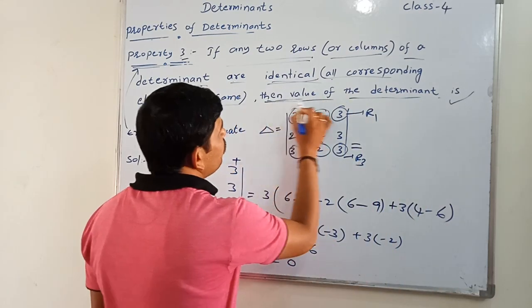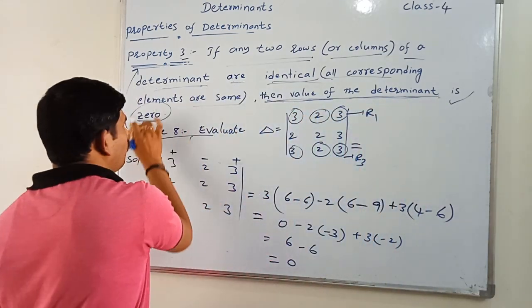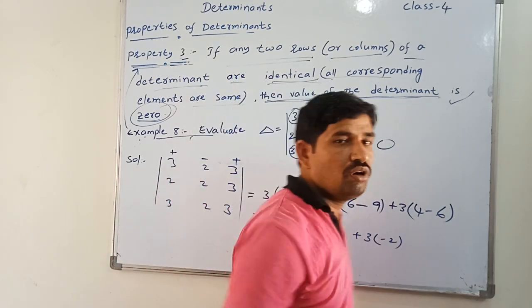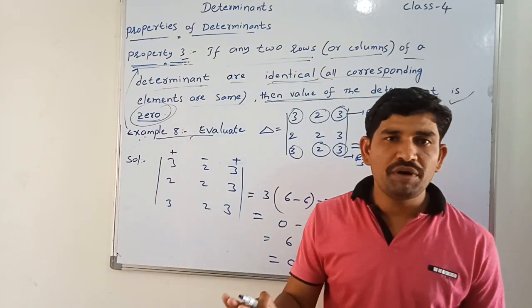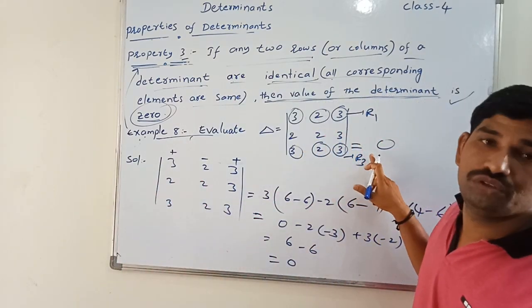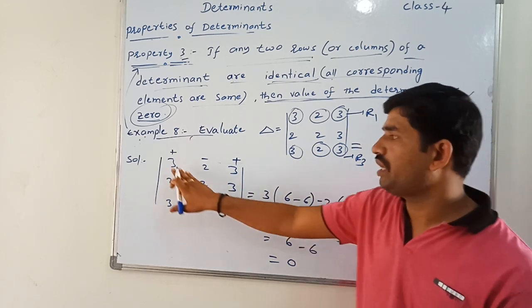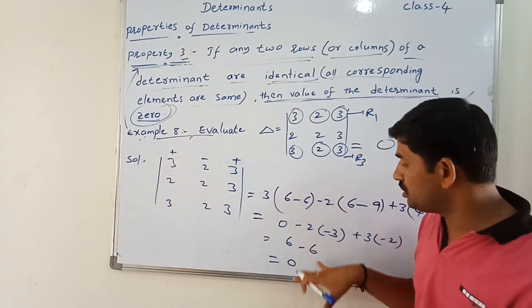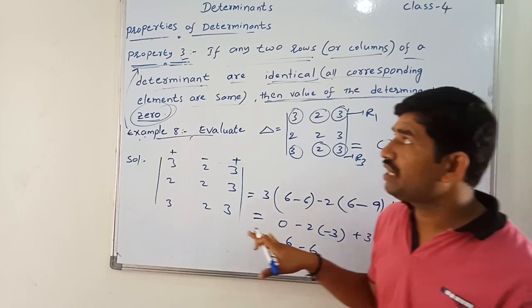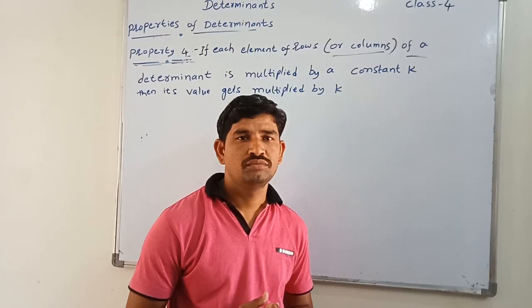That's why the value of the determinant is 0. So that's why I'm writing the result as 0. By applying the property, we can write the direct solution as 0. Otherwise, we can expand, and we will also get the result as 0. Okay, so we can continue with property number 4.